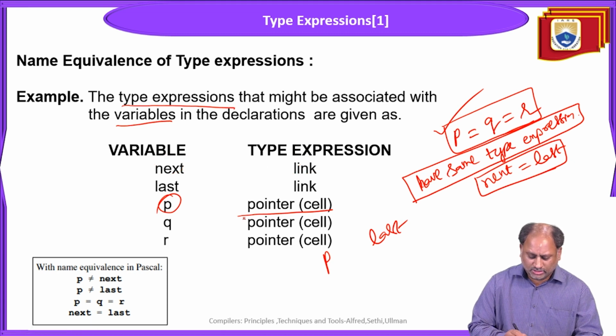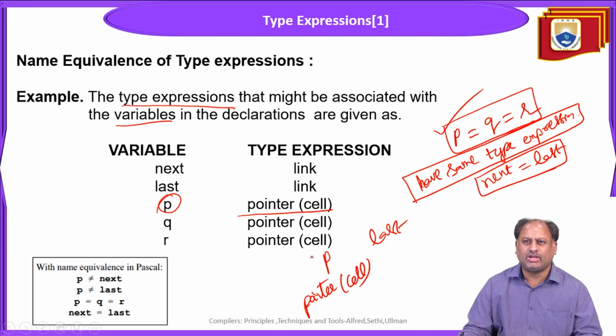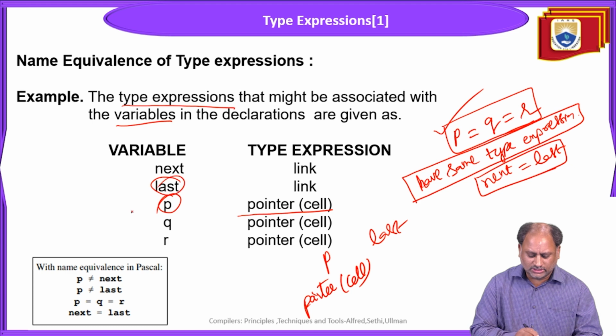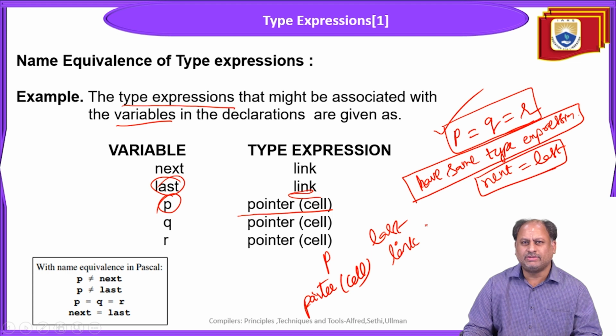So what is the P? P is pointer of cell. P's type expression is pointer of cell. What is last? Last's type expression is link. So whether these two type expressions are equivalent or not? This is one type expression, this is a different type expression. So both are not equivalent, so that's why P is not equal to last.